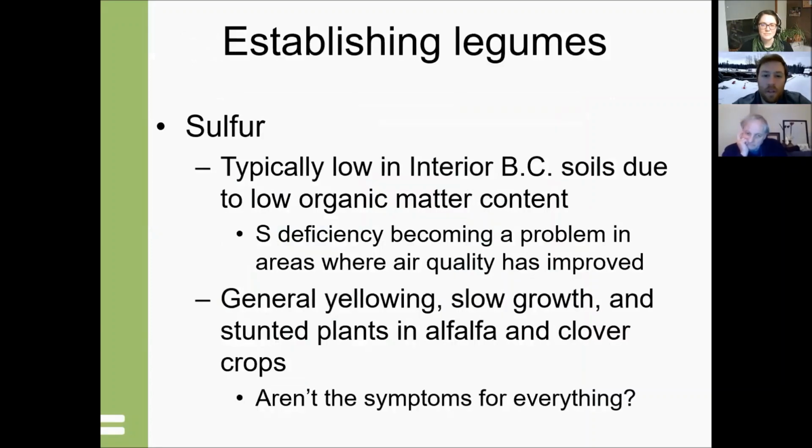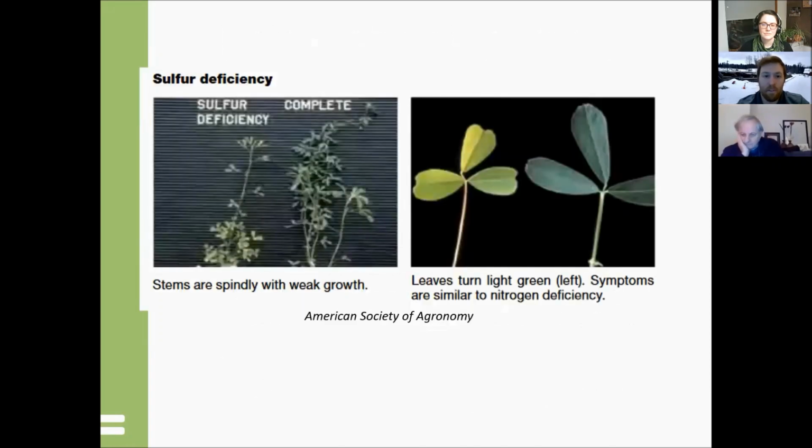And so another thing to think about when you're establishing these crops is adding sulfur. Because like I said earlier, it's typically low in our soils, mostly because of the low organic matter content, but also where air quality is improved, sulfur deficiency is becoming a problem. And so if you have a sulfur deficient crop, some of the symptoms are general yellowing, slow growth, and stunted plants. So of course that would probably prompt you to ask, aren't those the symptoms for everything?